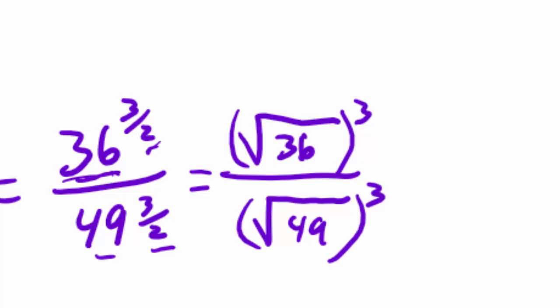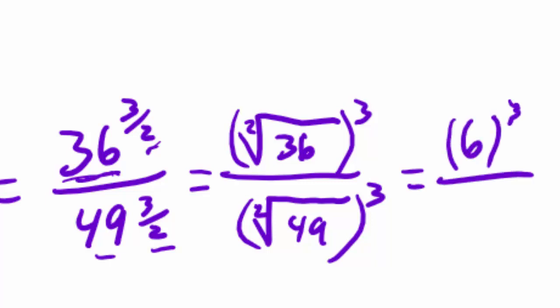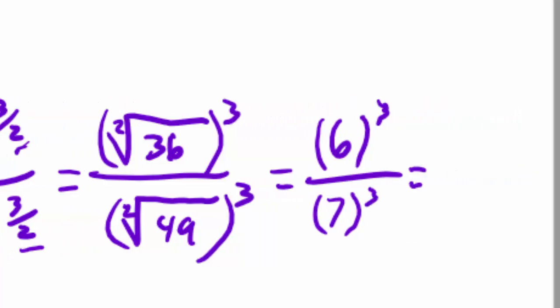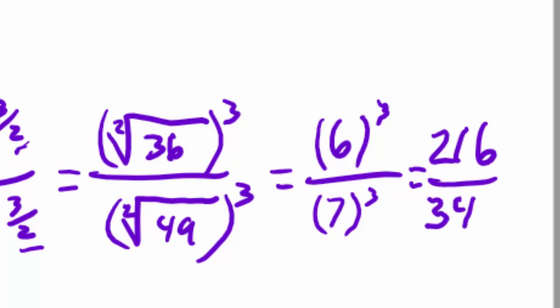Now, the 2 didn't go anywhere. The 2, remember, is the index here on the radicals. We just don't have to put the 2 if we don't want to. Now, the first thing is the square root of 36, which is 6. I still have to raise it to the 3rd power. And the square root of 49 is 7, and I still have to raise it to the 3rd power. Then we've got 6 to the 3rd power, and that's going to give us 216. And then we've got 7 to the 3rd power, and that's going to give us 343. And this is our final solution.